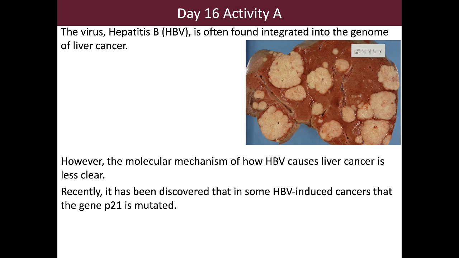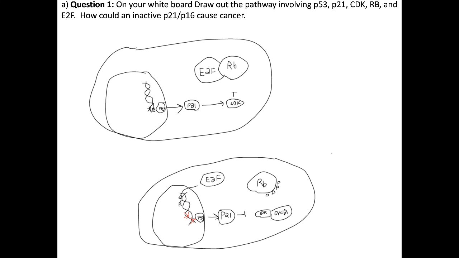So I just wanted to go over these activities with you so that you had the correct answers as you're studying for your exam. And so remember, in the setup of this question, we're talking about how this virus, hepatitis B, can cause liver cancer and how it's linked to P21. And so let's go over these questions here. And I went ahead and added some of your answers to these questions just so we could use those as a jumping off point to talk about these.